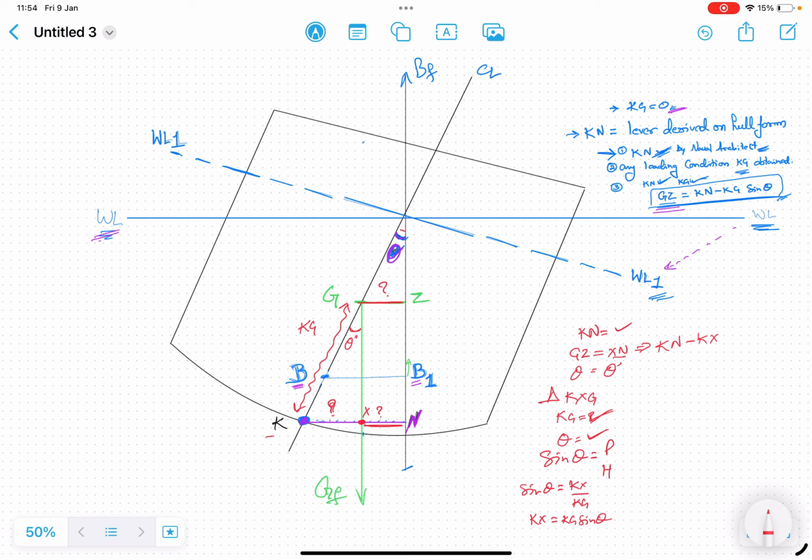That means over here we can also say KN minus KG sine theta equals XN. We found out what XN is now. This XN is equal to GZ. GZ equals KN minus KG sine theta. This is where the formula comes from, and this is why KN is necessary. Thank you.